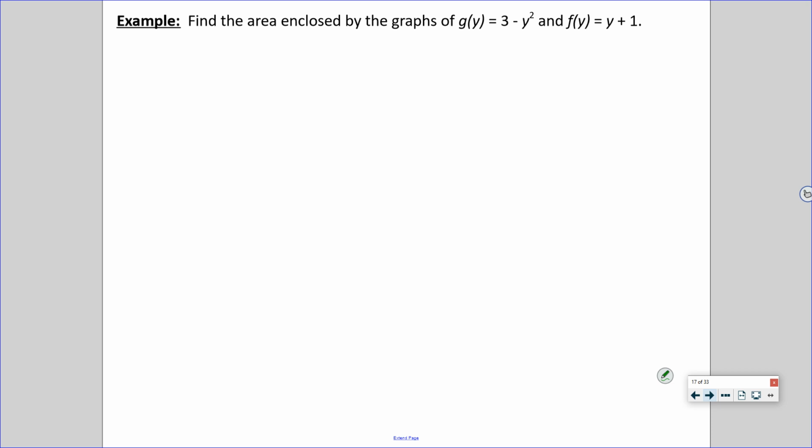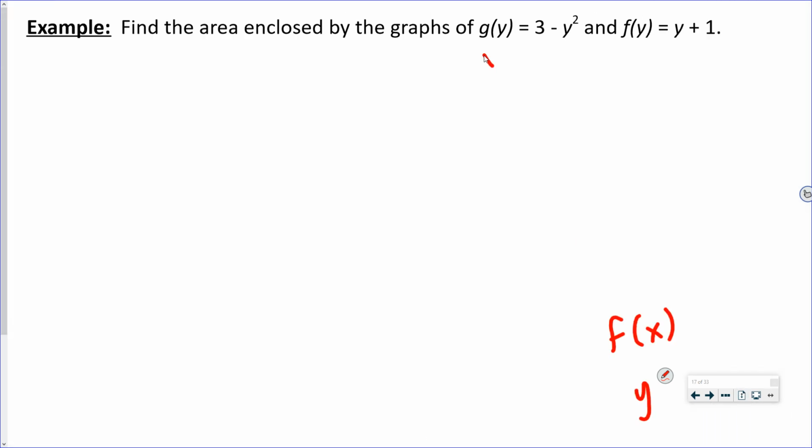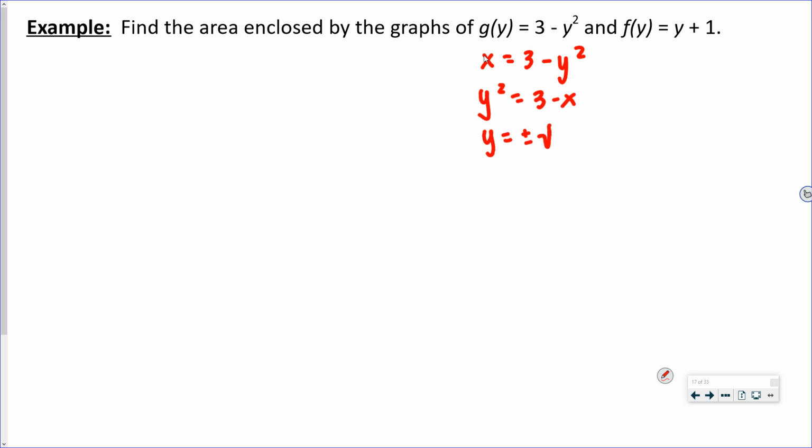So what you have to do to graph these is solve these for y, and then you can visualize the graph a little bit here. Okay, so g of y, just like you know how f of x is the same thing as y, same notation here. If you have g of y, that's really just the same thing as x. So this is the same as x equals 3 minus y squared. So I'm going to solve this for y just so it's easier for me to graph. I'm going to add over the y squared and subtract the x. Square root both sides, don't forget plus or minus.